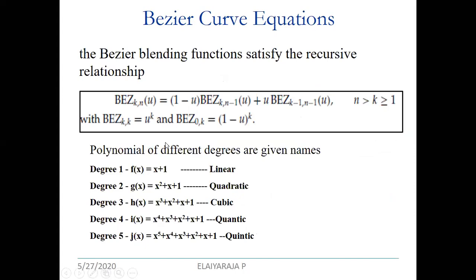Basically the Bezier curve functions are used with a number of control points. The number of control points minus 1 gives the polynomial degree of the equation, where we have different equations like implicit, explicit as well as parametric, and the Bezier curve comes under the parametric equation. Degree 1 is linear, degree 2 is quadratic, degree 3 is cubic, degree 4 is quartic, and degree 5 is quintic.